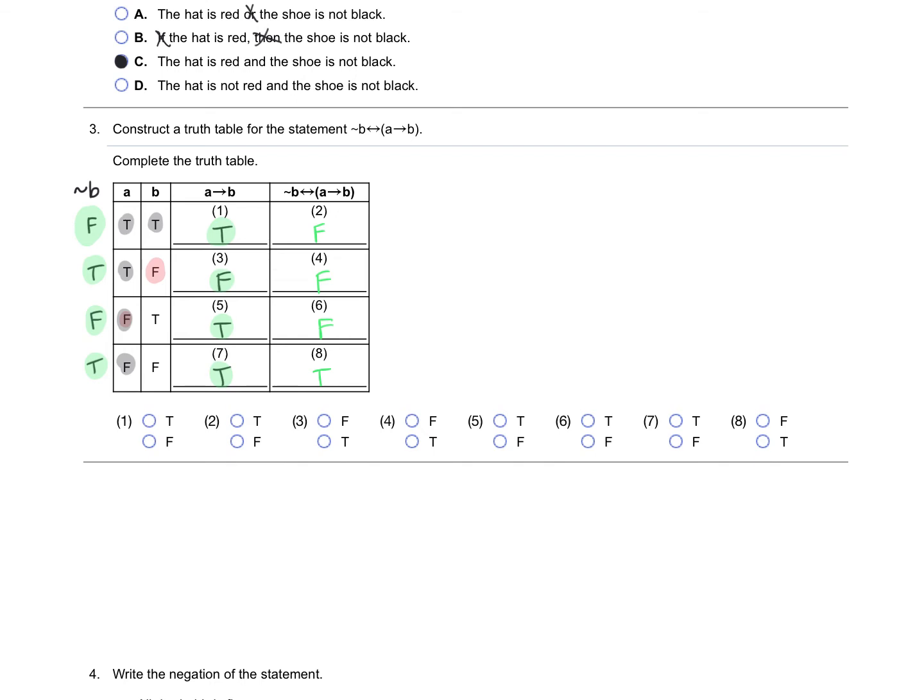Okay, so let's fill in the little circles. For number 1, we have a true. 2, we have false. 3, we have false. 4, we have false. 5 is true. 6 is false. 7 is true. And 8 is true.